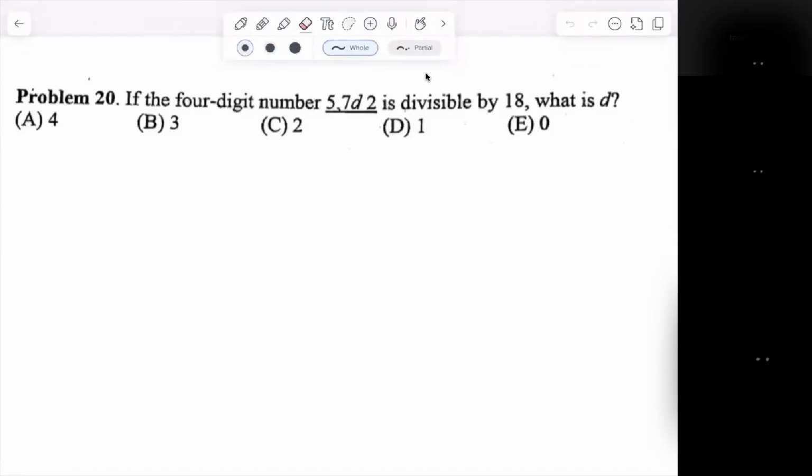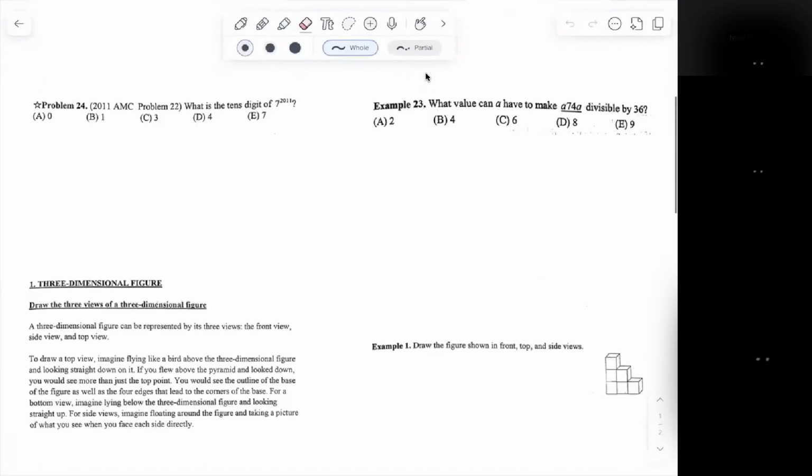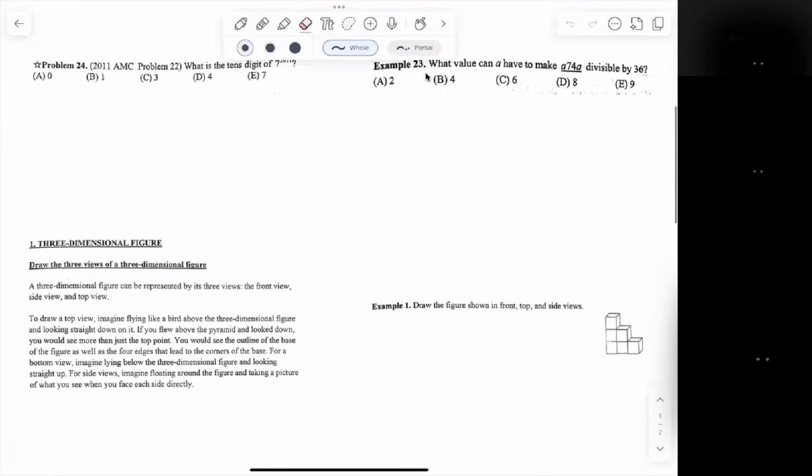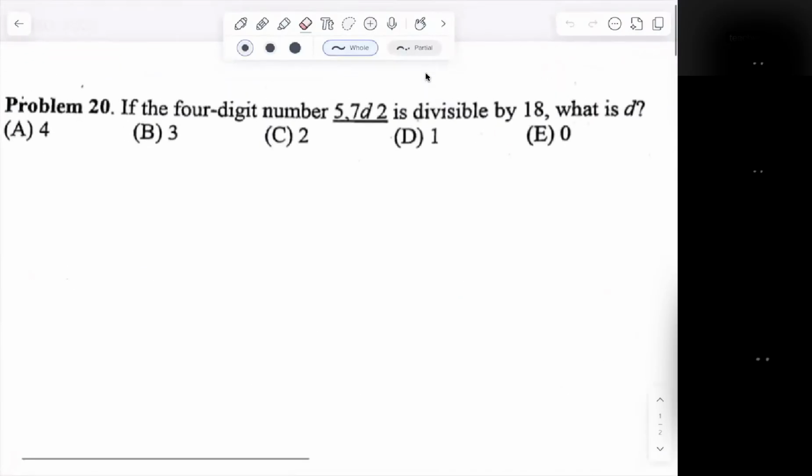Today we're gonna do a new chapter, which is basically number theory, but then we're also gonna do a new chapter, which is three-dimensional figures. All right, so let's get started on problem 20. If the four-digit number 57D2 is divisible by 18, what is D?